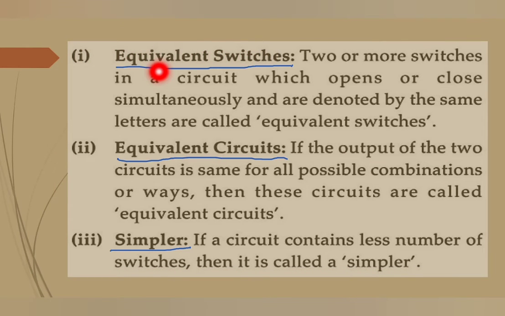Some definitions. First, equivalent switches. Two or more switches in a circuit which open or close simultaneously and are denoted by the same letter are called equivalent switches. Second, equivalent circuit. If the output of two circuits is the same for all possible combinations, then these circuits are called equivalent circuits. Third, simpler. If a circuit contains fewer switches, then it is called simpler.